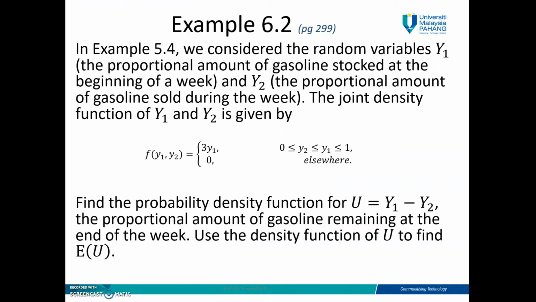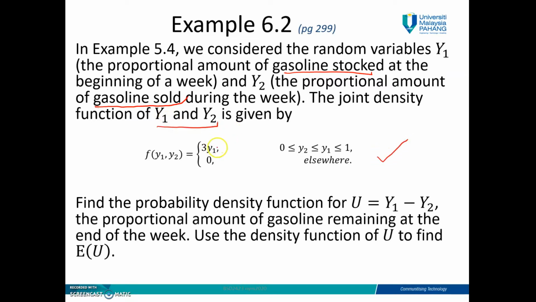Okay, so now look at example 6.2, page 299. In example 5.4, which we have done before in the previous chapter, we consider the random variable Y1, which is the proportional amount of gasoline stocked at the beginning of the week, and Y2 is the proportional amount of gasoline sold during the week. Okay, Y1 is gasoline stock, Y2 is the gasoline sold. And then the joint density function for Y1 and Y2 is given by this equation.